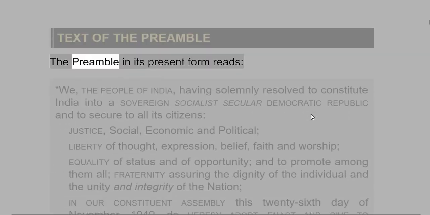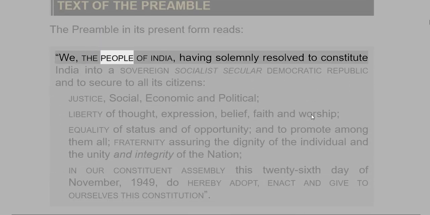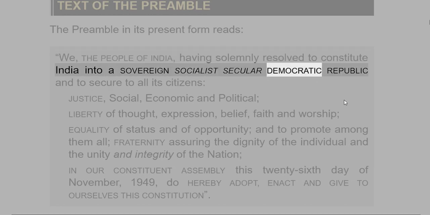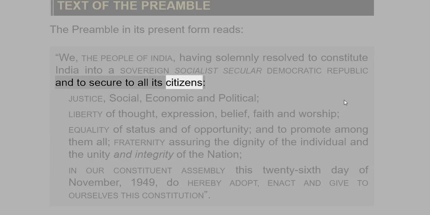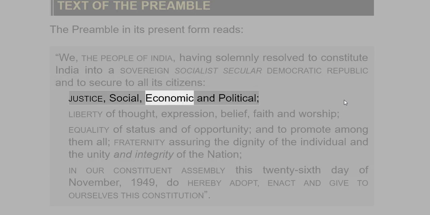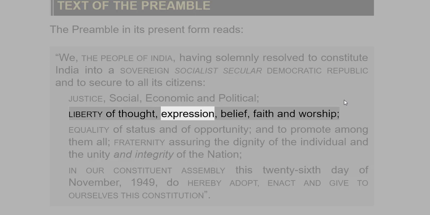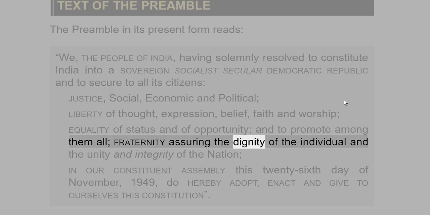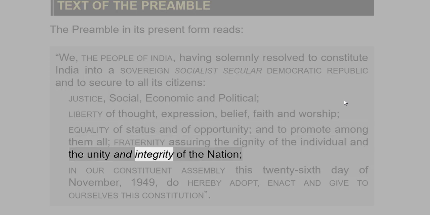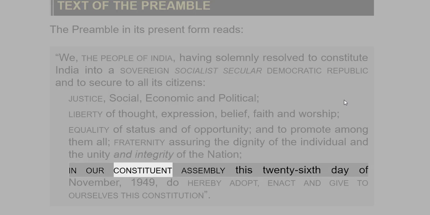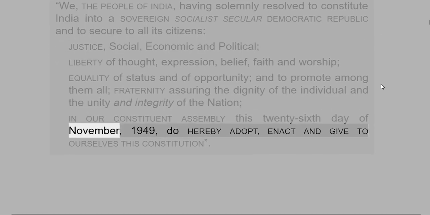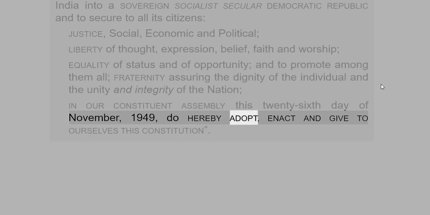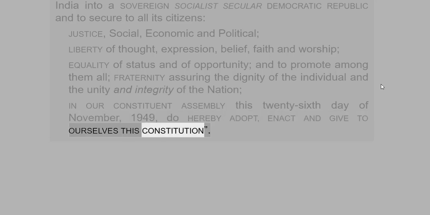Text of the preamble. The preamble in its present form reads: "We, the people of India, having solemnly resolved to constitute India into a sovereign socialist secular democratic republic and to secure to all its citizens: justice, social, economic and political; liberty of thought, expression, belief, faith and worship; equality of status and of opportunity; and to promote among them all fraternity assuring the dignity of the individual and the unity and integrity of the nation; in our Constituent Assembly this 26th day of November, 1949, do hereby adopt, enact and give to ourselves this Constitution."